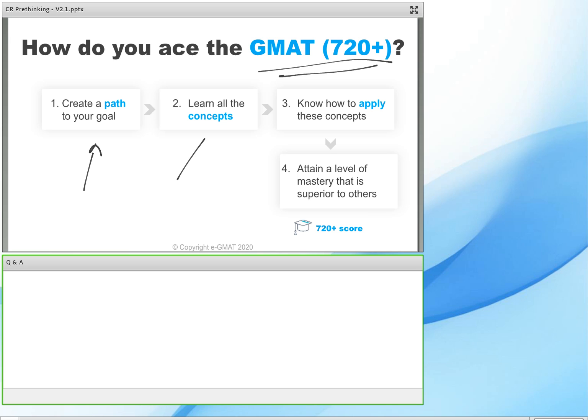Once you have that defined, then for each subsection, you need to have that strategy. And wherever you need to learn concepts, you need to learn those concepts. Just learning concepts isn't enough. You need to learn how to apply those concepts as well. Why? Because the GMAT is a test of application. And then you need to get so good at applying those concepts in every subsection that you are at a 95th percentile or better. That's the only way you get to that score of 720. Why? Because it represents that 94th or 95th percentile or so.